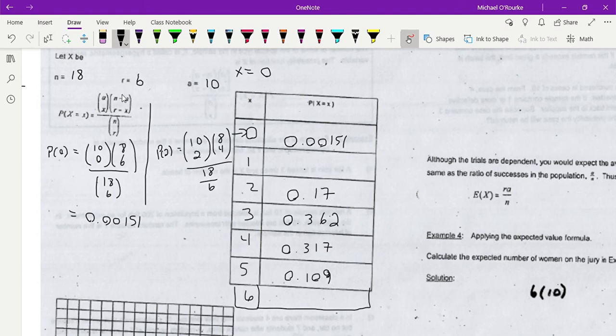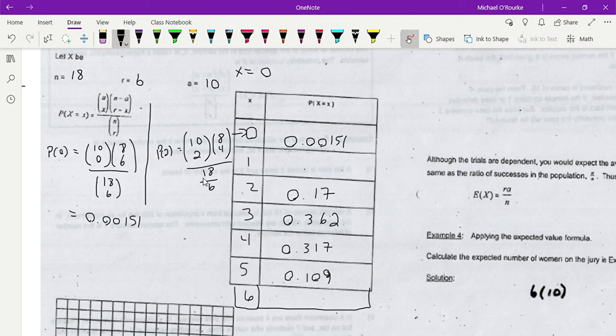So what did I do wrong? N minus a, so 18 minus 10 will give me the 8. Do you see that part? Then the bottom is r minus x. In your case, r is 6, but your x this time is 2, since that's what you're looking for, which gives me 4. And then the bottom's the same.